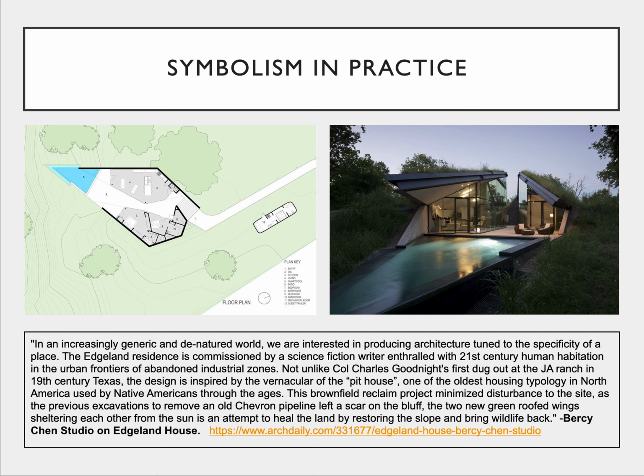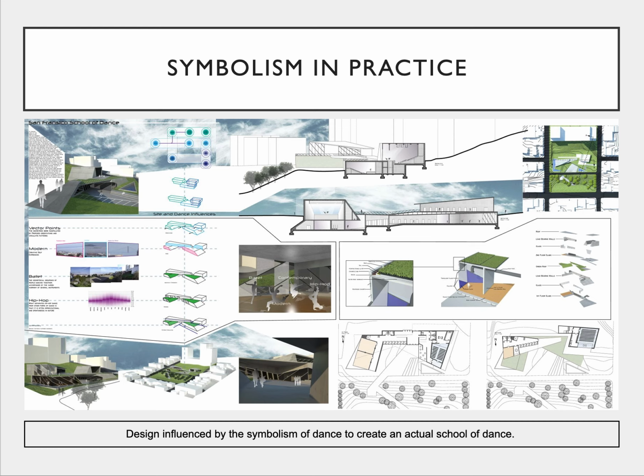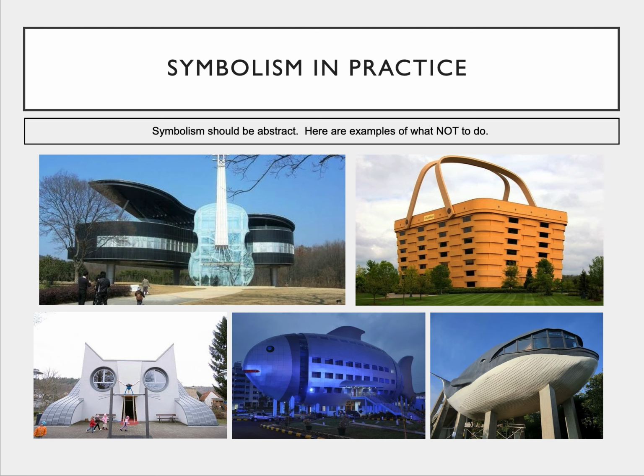And then here are some examples that I've put links in, and you can go through and look at these in more detail about how symbolism was applied to the designs of these houses, which are just quite beautiful. And symbolism, by the way, should be abstract, because here you can see it's not. And I will tell you that ever since they built this basket, every friend of mine who's an architect has mocked it mercilessly, and it's been decades. So, you don't want to be famous for doing what not to do.